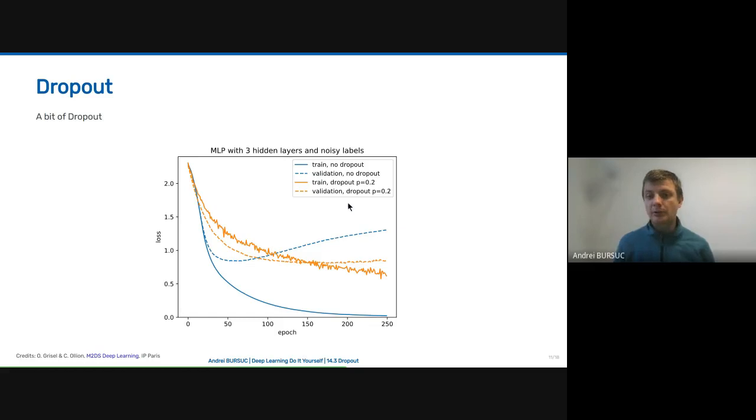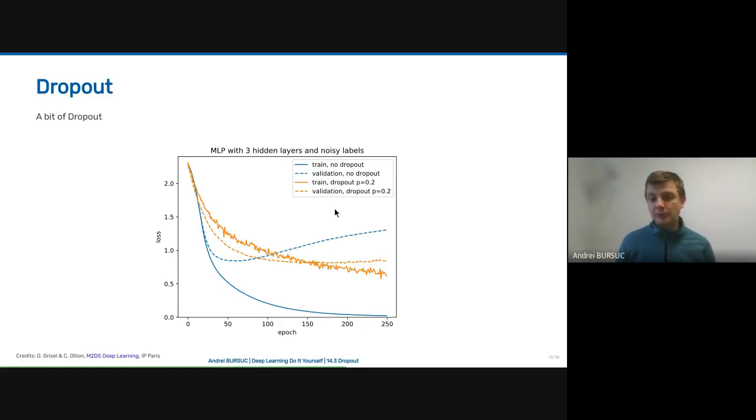If we add dropout with a probability of 0.2, we can see a significant improvement. My training loss doesn't go as fast to 0 as before, and the validation loss is very close to the training one, right? So we don't have this big gap between the two. I'm more confident that my network will do a better job on the validation and test set, because it doesn't just memorize the values in the train set.